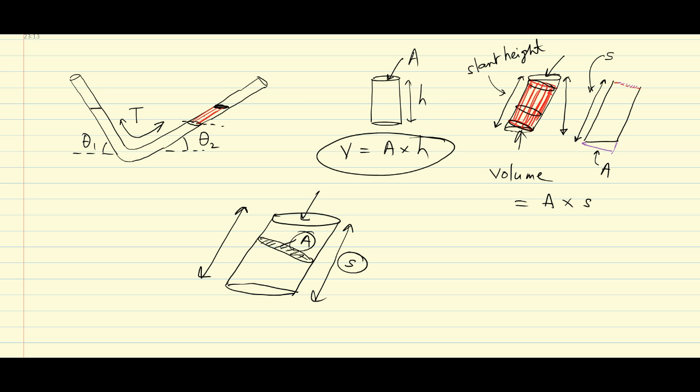The formula, of course, which we will be using is the one that we have just developed right now. It is the slant height, this one, S, multiplied by the cross-sectional area, which is not the area of the top, but it's the area of a perpendicular cross section. So this area A multiplied by this slant height S is going to give you the volume of this particular inclined cylinder.